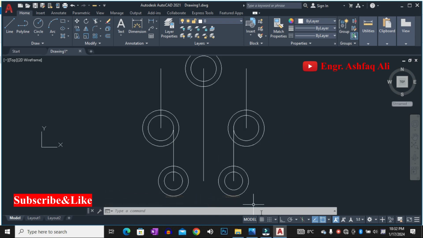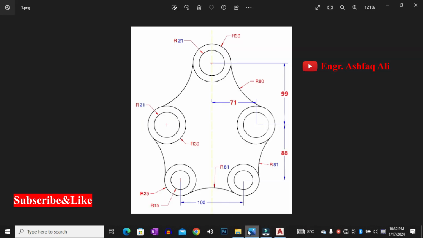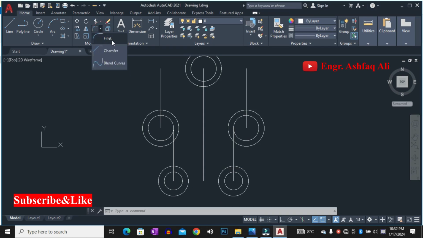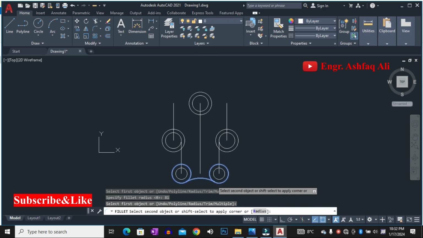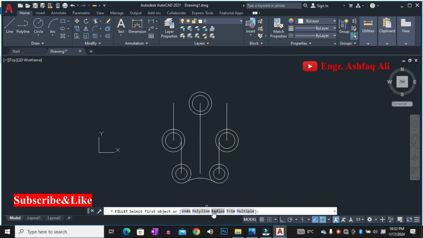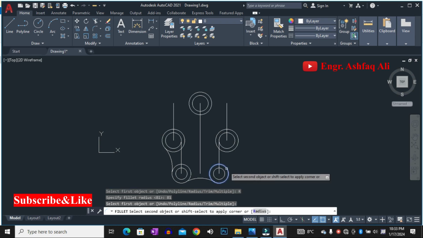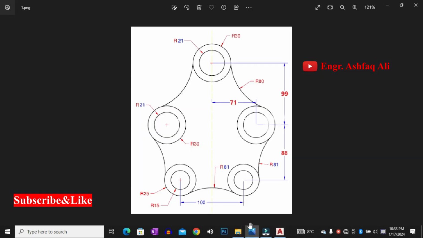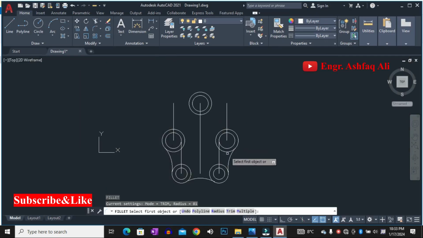As I have drawn the 5 circles at the 5 reference points in our figure, now we are going to fillet these circles with a specific radius of 81 as shown. So again select the fillet and fillet the other sides with a fillet radius of 81, and on above portion fillet the circle with a radius of 80 as shown in the figure.